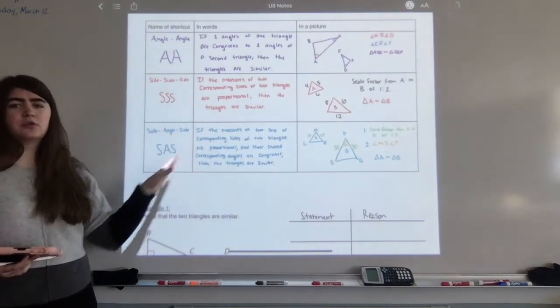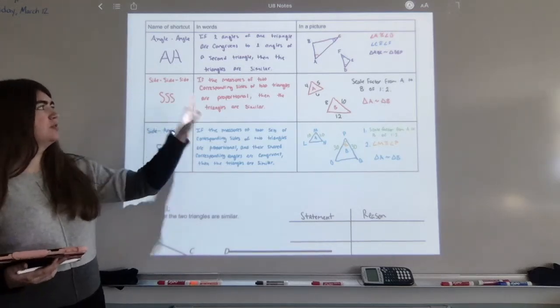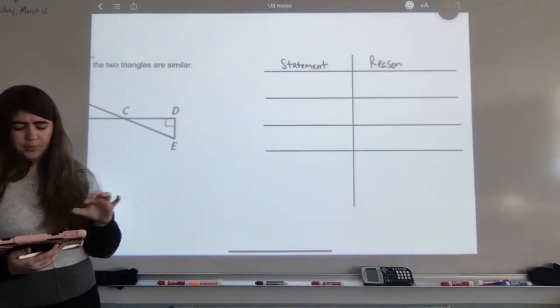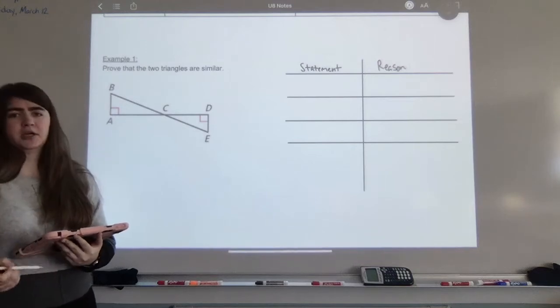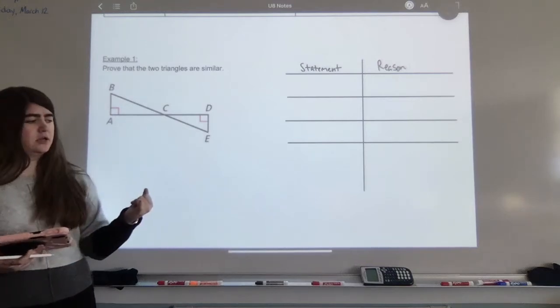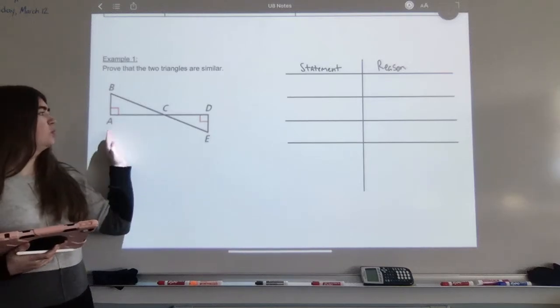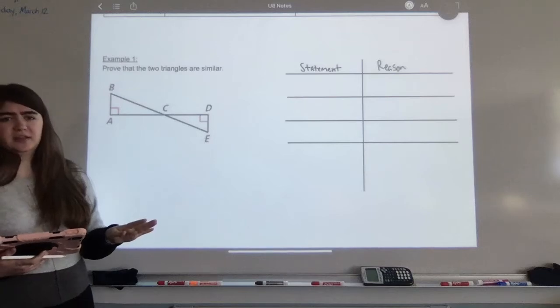Now we're going to take those three things and we're going to start doing some triangle similarity proofs using these three theorems. So let's take a look at our first one. This is example 1. We want to prove that these two triangles are similar. So I need to think about angle, angle; side, side, side; and side, angle, side, and what do I know in this image, and which of those three things can I use?